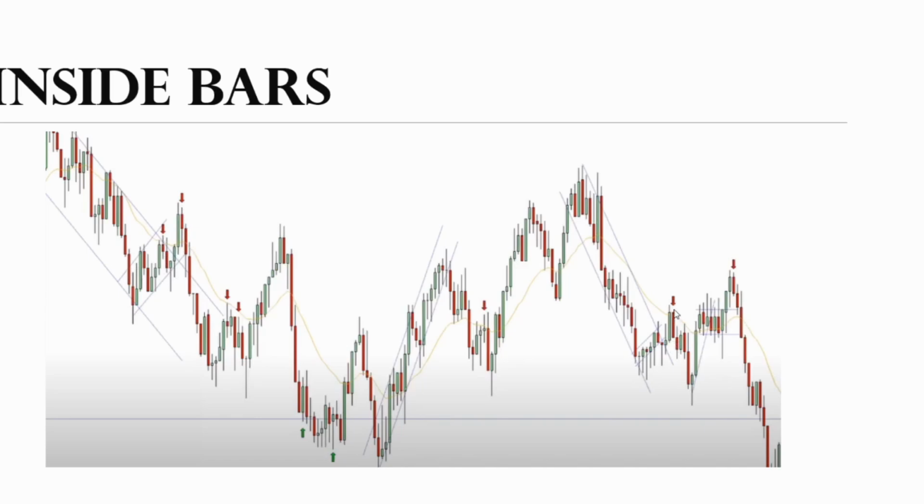Here we have another inside bar. Once again, we have this downtrend working lower. We have a break and we are waiting for a new low.